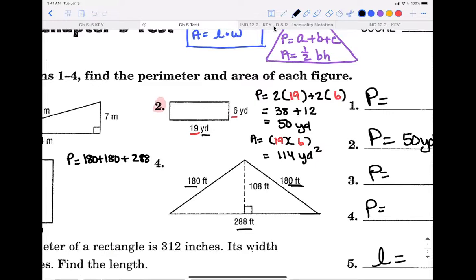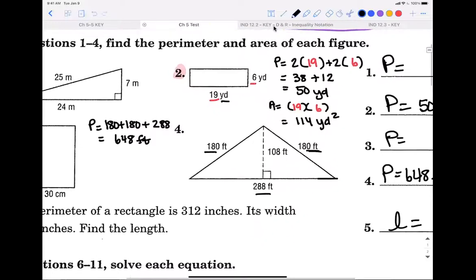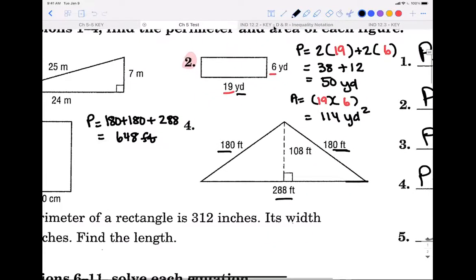And when I add up 180 plus 180 plus 288, I get 648. And how am I going to label this? Perfect. Feet. Love it. All right. So on number 4's perimeter, 648 feet. All right, now I want to find the area of a triangle, and I know my equation for area is 1/2 times the base times the height.